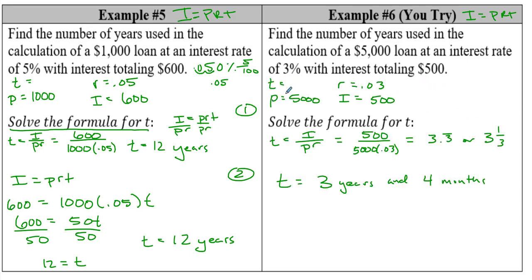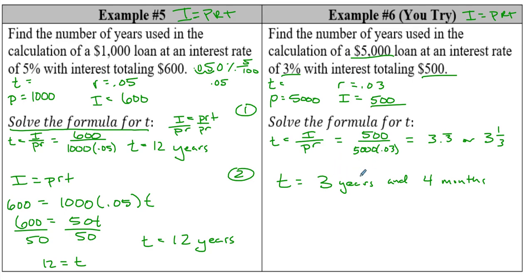Alright, welcome back. So I went ahead and labeled this out. I got my principal of $5,000, an interest rate of 0.03, and the interest totaled up to 500. I set it up, I solved for t, boom, boom, boom. I got 3 1/3. Okay, so you could have left 3.3 repeating. If you wanted to change it to 3 1/3, that would be okay too. But remember, this is 3 1/3 years. So what's 1/3 of a year? 12 months divided by 3, that gives me 4.